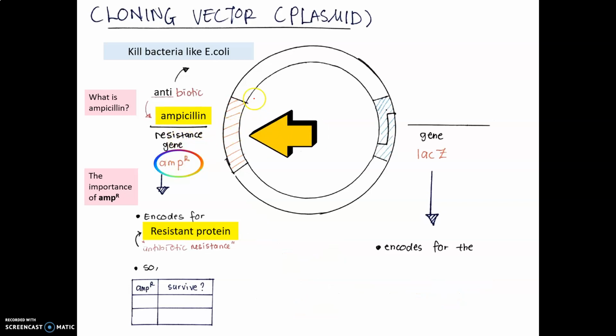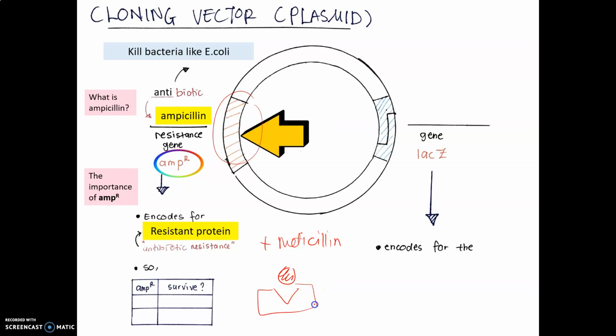Kalau bakteria yang ada AMPR, yang ada plasmid AMPR, kita jumpakan dia dengan methicillin, which is another antibiotic. This bacteria hidup ke mati? Mati. Sebab methicillin dia berbeza dengan ampicillin. Okay, let's say this one adalah methicillin. Dan disebabkan ampicillin resistant protein ini tidak fit ataupun tidak sesuai dengan the methicillin, maksudnya sekarang methicillin masih boleh kill the bacteria. Sebab this AMPR ini dia encodes for resistant protein yang bukan untuk methicillin tetapi untuk ampicillin. So methicillin tadi dah akan kill the bacteria. Konsep dia macam tu, it should be specific.